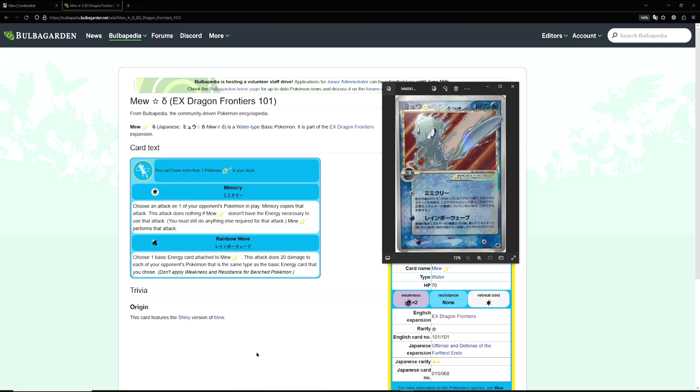Now, next up at number 4 is a card that may seem all too familiar. It's the Mew Gold Star again. This time around though, in Japanese and specifically in a first edition. This one being ranked at number 4.